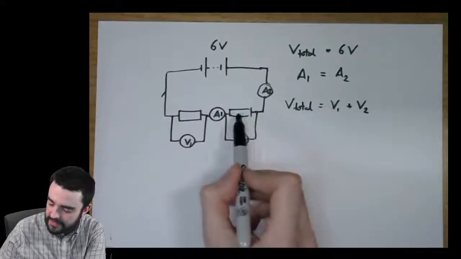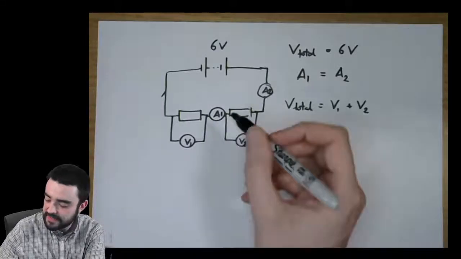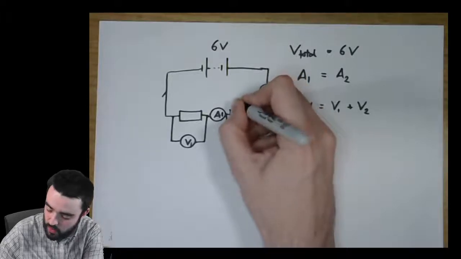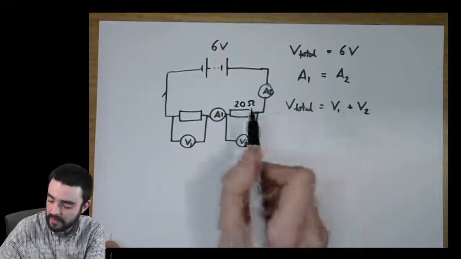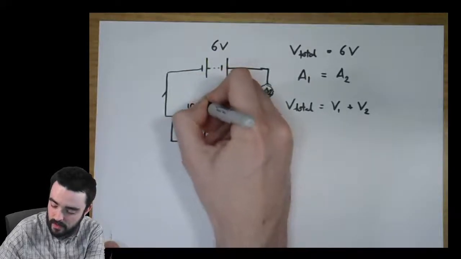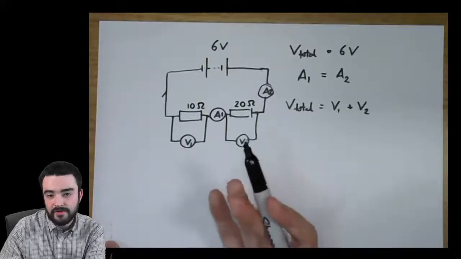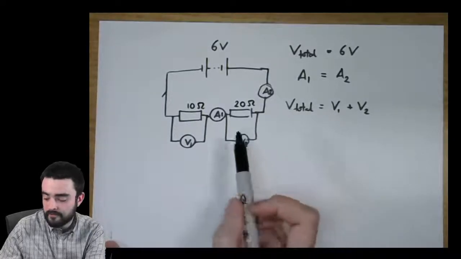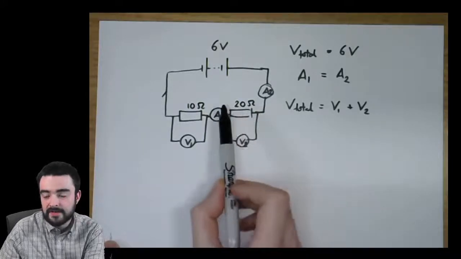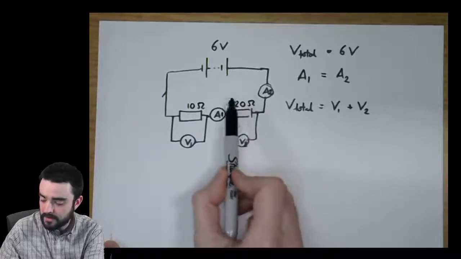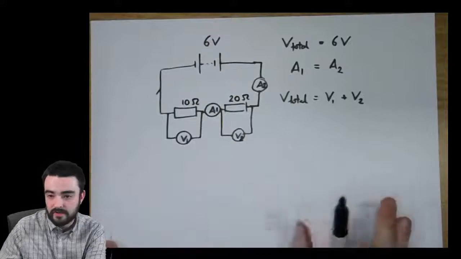So if we say that this one has more resistance. Let's say that this one is a 20 ohm resistor, so ohm being the units for resistance, and this is a 10 ohm resistor. Which one is going to have the greatest energy transferred to it, the greatest voltage drop? Well, it's going to be V2, this component, because it has a greater share of the resistance, so a greater share of the energy is going to go to it.